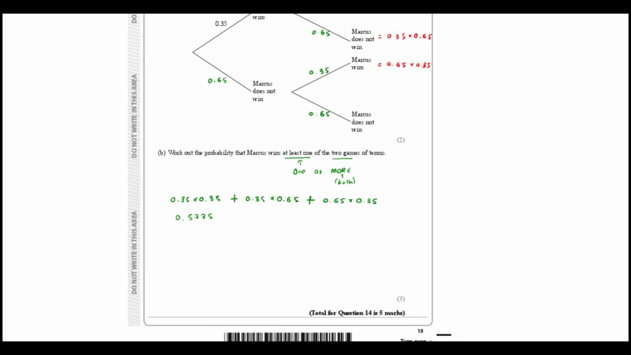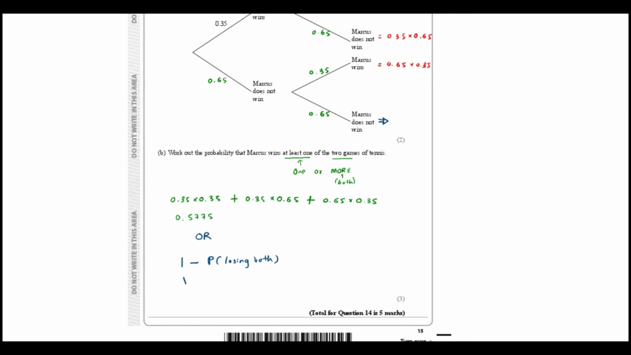Or we even have a shorter method. There is another way. The second method of getting this sum done is we take the probability of the part which does not come into our question. So the part that does not come here is Marcus losing both the games. So the other method is I'm going to take 1 minus the probability of losing both the games. So this also is going to give me the same answer as above.